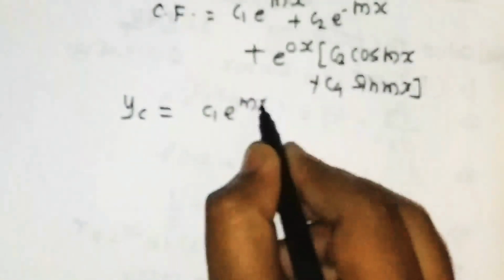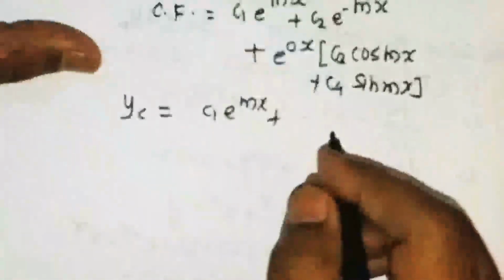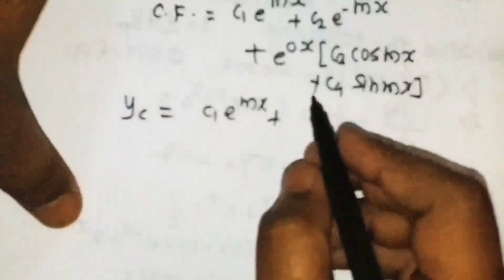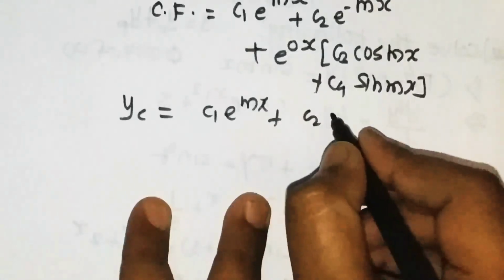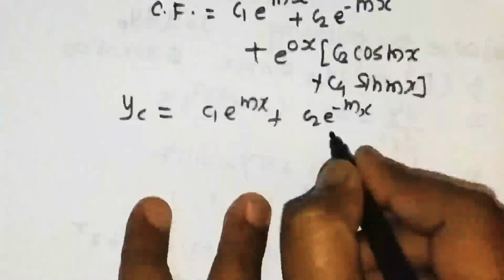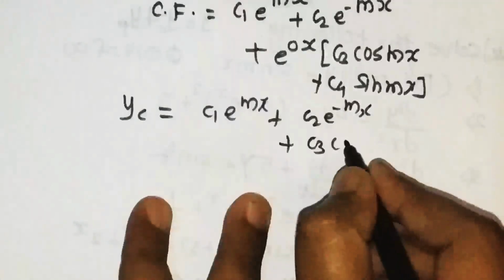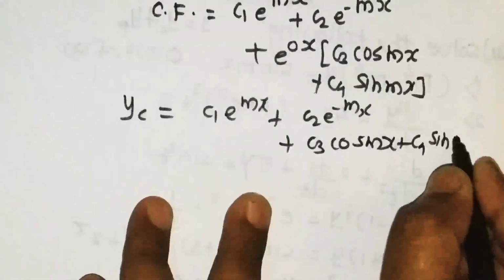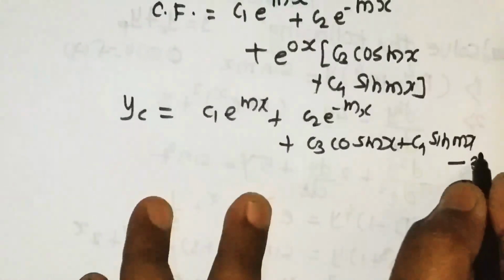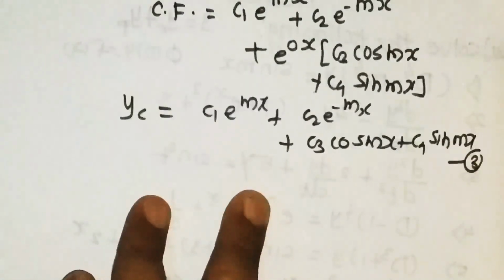Okay, e raised to 0 is 1, so this can be written as yc equal to c1 e raised to mx plus c2 e raised to minus mx plus c3 cos mx plus c4 sin mx. So this is the equation number 3. This is the complementary function. Now let us do the calculation for the particular integral.